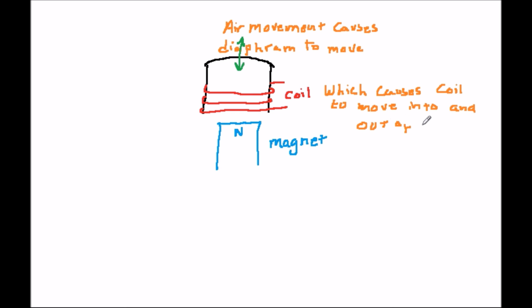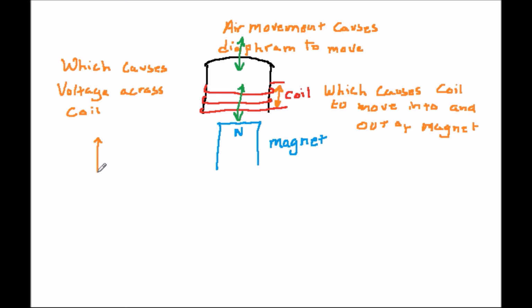The principle is, as we saw before, the magnetic field in the coil changes because the coil is moving in relationship to the magnet. This causes a voltage. But the voltage this time reflects the air pressure fluctuations which cause the diaphragm to move and therefore represent your voice.